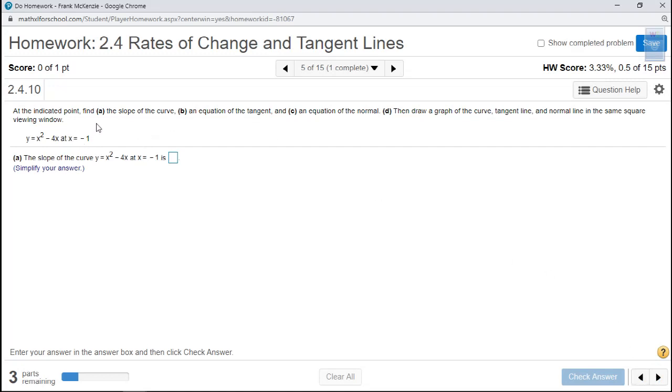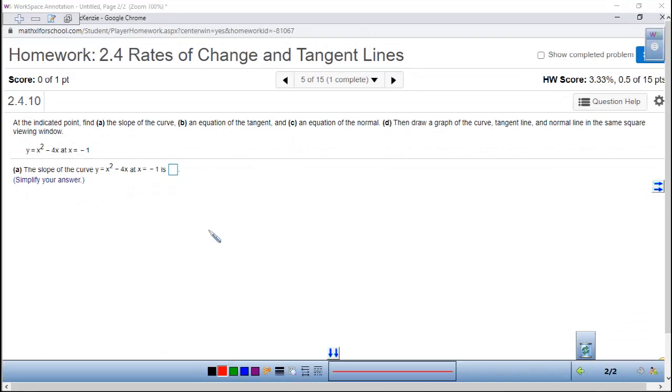All right, at the indicated point, find A, the slope of the curve, an equation of the tangent, and the equation of the normal. Then draw the graph of the curve, tangent line, and normal line in the same square viewing window. All right, so now the slope of the curve is not the same thing as the average rate of change. When we're talking about a curve, the average rate of change is over some interval from A to B in this case.